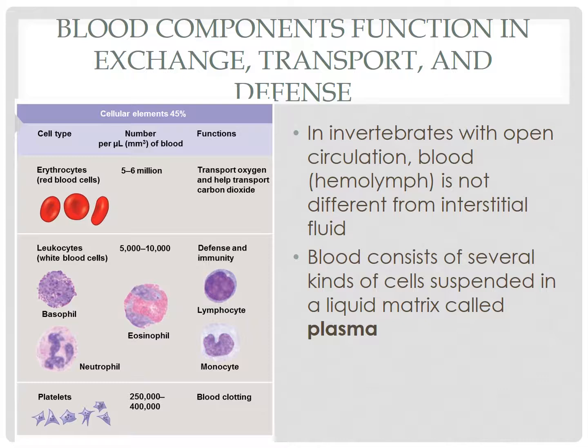So as I said before, our invertebrates have an open circulatory system, which means that their blood is actually hemolymph, and it's not different than the interstitial fluid, because hemolymph is where the blood and interstitial fluid have mixed together, which creates that hemolymph. But blood has several different components.